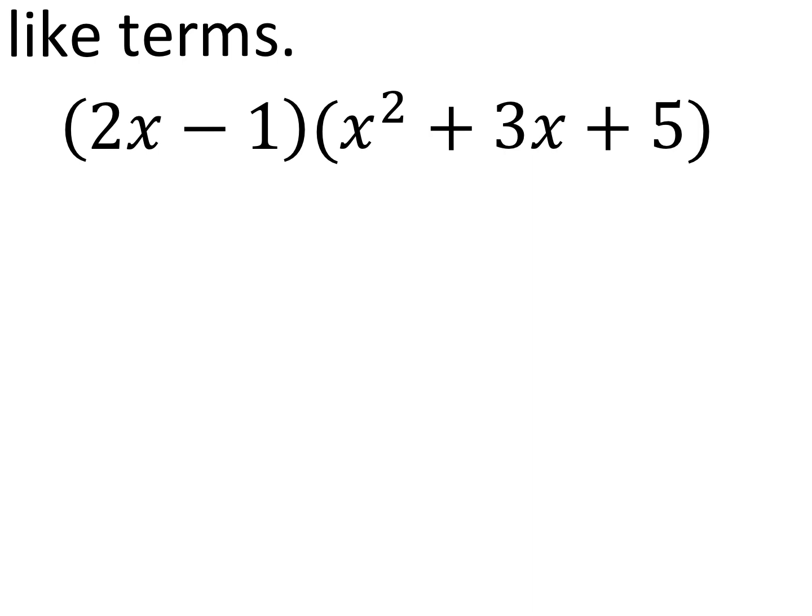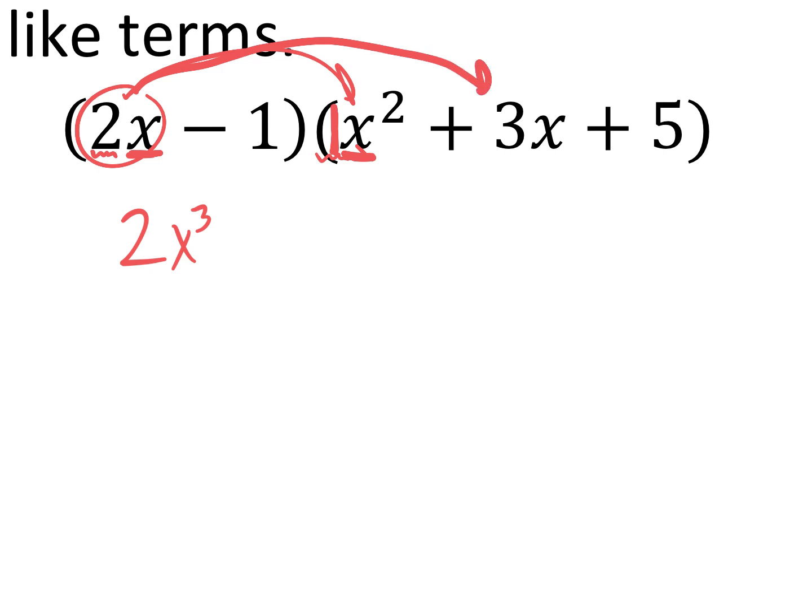Distributing the 2x, actually let me use a different color here. Distributing the 2x times x squared. Now there's an invisible 1 right in front of it. So do the coefficient 2 times the coefficient 1. What's 2 times 1? 2. And then you could say, okay, how about this x times this x? Well, what's x times x squared? X to the third. So there's your first term right there. And then 2x distributed to the positive 3x. The coefficient 2 times the coefficient 3 gives you coefficient 6. And then the x times x is x to the second. Good job.